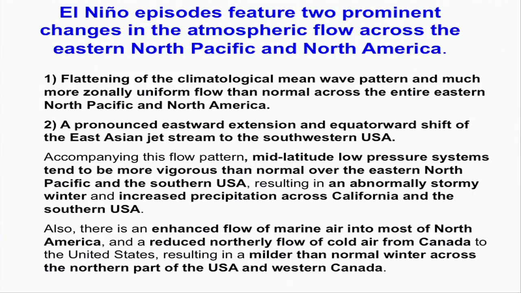But there's also an enhanced flow of marine air into most of North America because we've got this stronger zonal flow without these wave patterns. And that means we get a reduced northerly flow of cold air coming down from Canada, from the polar jet and the polar cell, into the United States. That means you're actually going to get milder than normal winters across the northern parts of the United States and western Canada. So the implications for ENSO are very far-reaching.